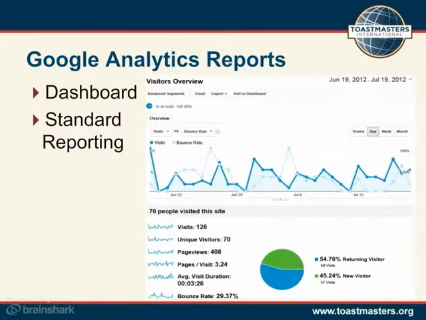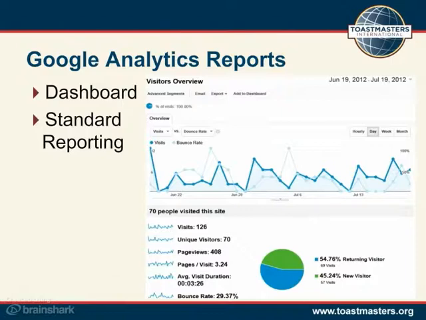Google Analytics lets you look at your data in two different ways. The first way is the dashboard, and the second is in standard reporting. The dashboard gives you little snippets of information that you can drill down into and get more information on in those particular reports. The objects that are on your dashboard are called widgets, and you can add widgets to your dashboard and you can remove them.